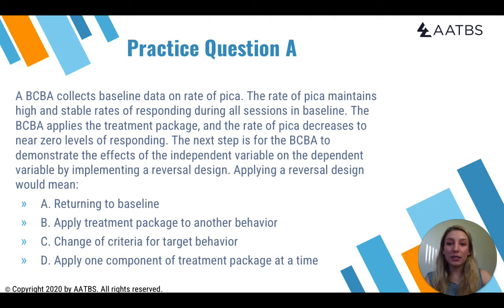A BCBA collects baseline data on the rate of pica. The rate of pica maintains high and stable rates of responding during all sessions in baseline. The BCBA applies the treatment package and the rate of pica decreases to near zero levels of responding. The next step is for the BCBA to demonstrate the effects of the independent variable on the dependent variable by implementing a reversal design. Applying a reversal design would mean A, returning to baseline, B, applying the treatment package to another behavior, C, changing the criteria for the target behavior, or D, applying one component of the treatment package at a time.